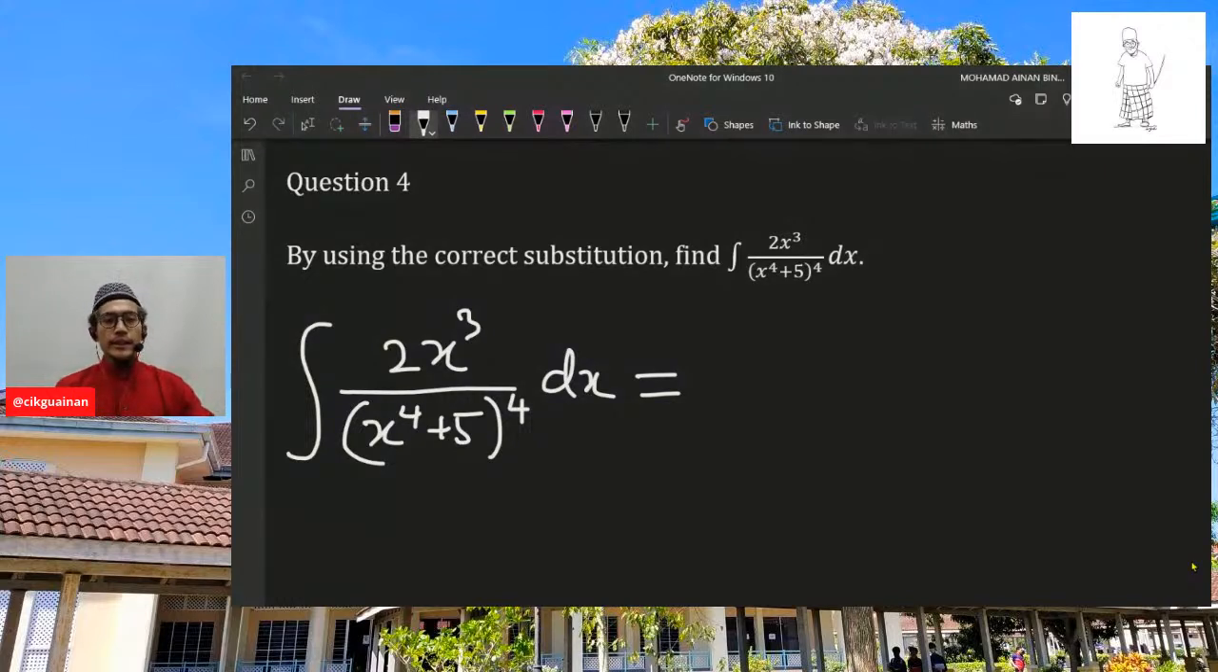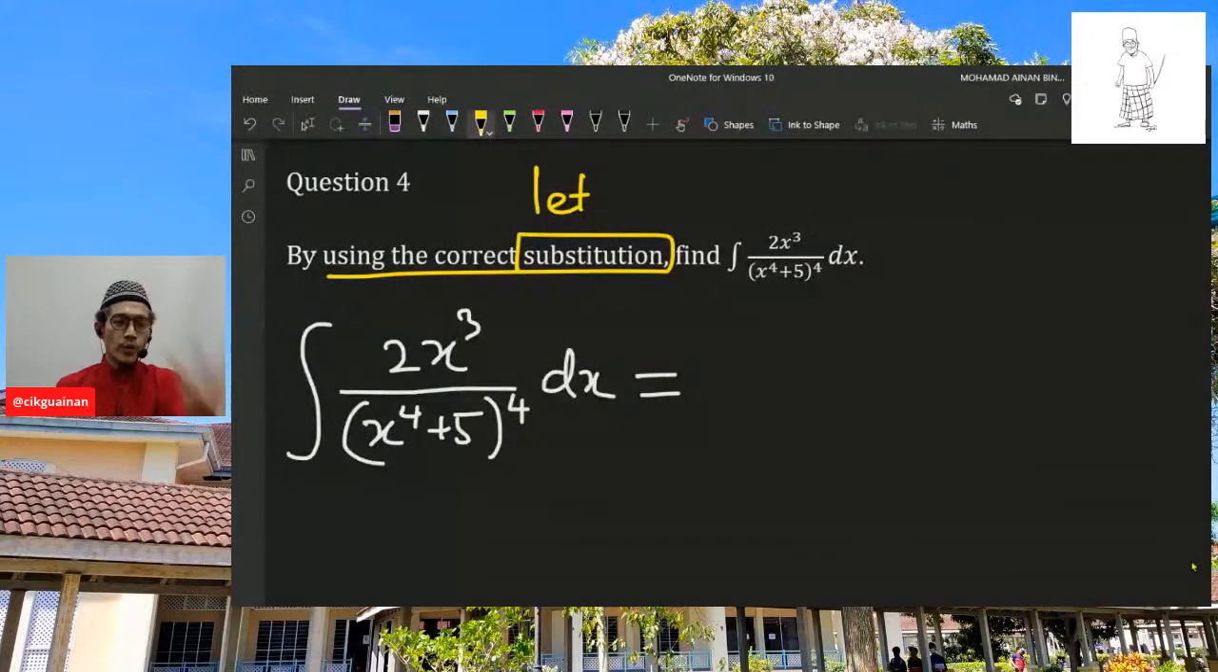So how to do this one? Actually the question gives a clue already: by using the correct substitution. Substitution is what? We let something equal u. We don't know which one yet. For a fraction, we always let u be whatever is inside the denominator. But our denominator has a power, so we take whatever is inside the bracket as our u.